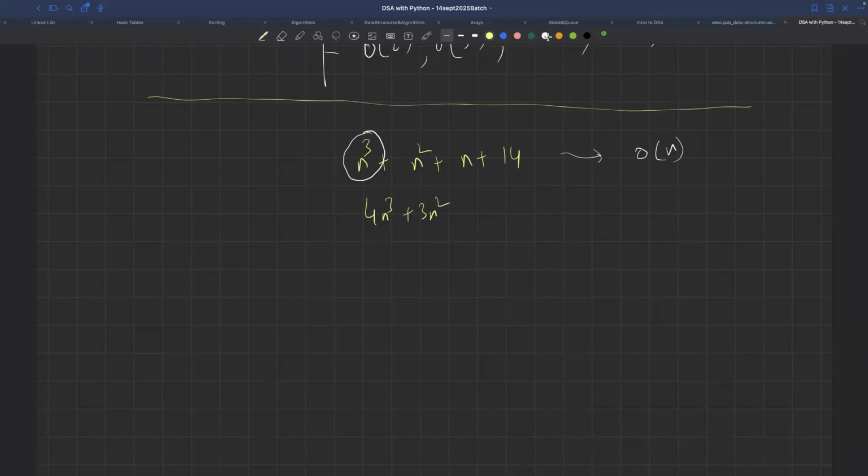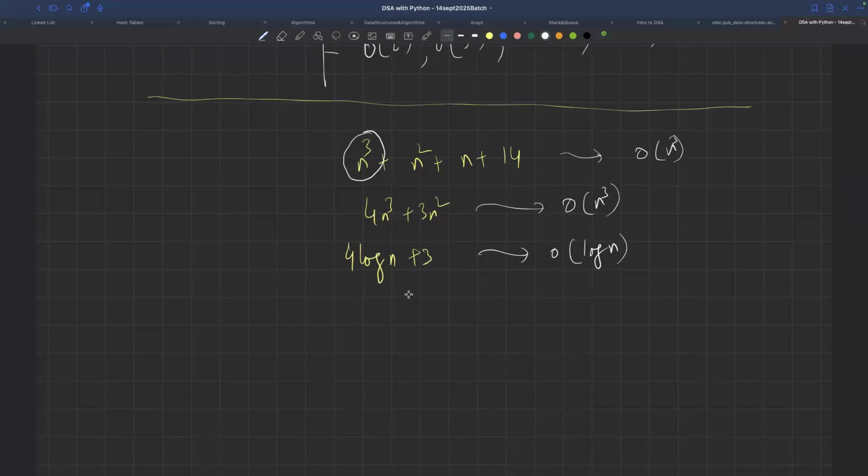Okay, so this also will be O of n cube. This will be O of n cube. Okay, if you are having, say for example, 4 times log n plus 3, so this will be what? This will be O of log n.